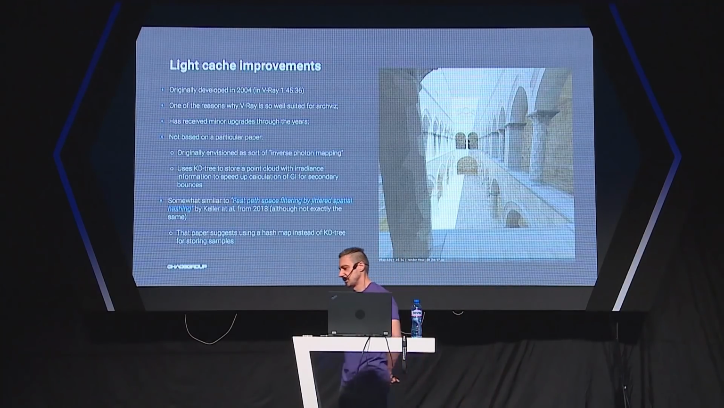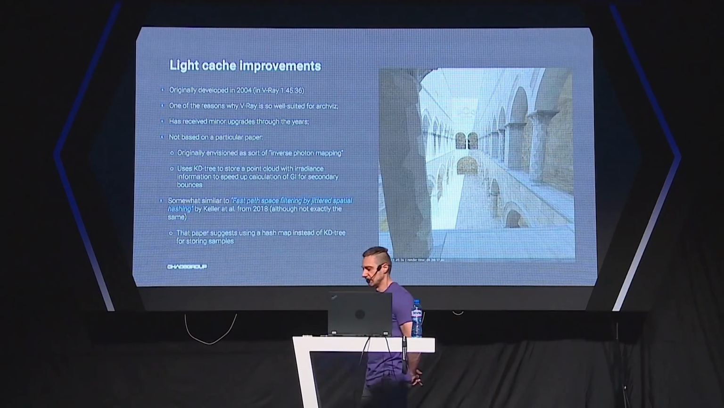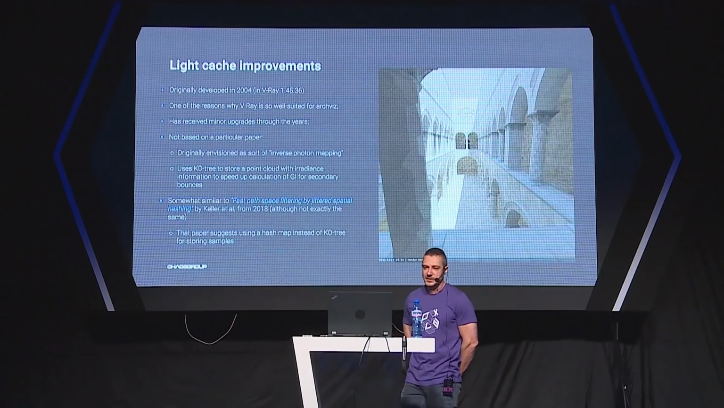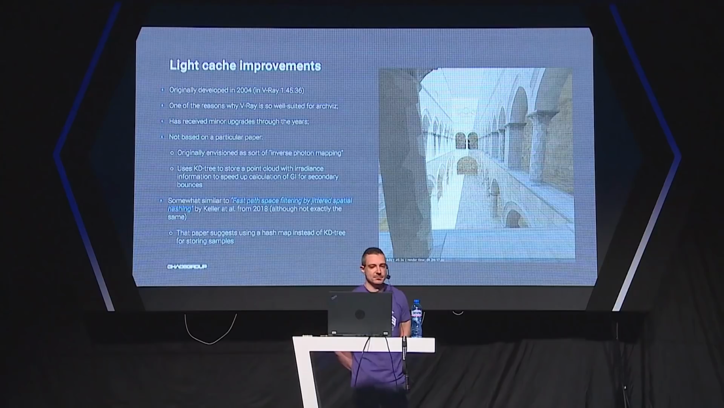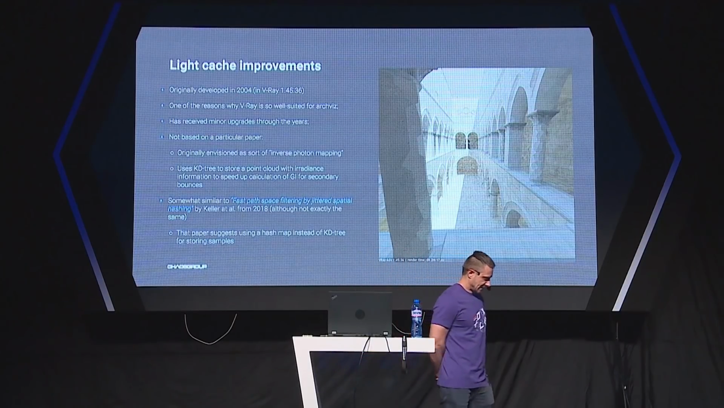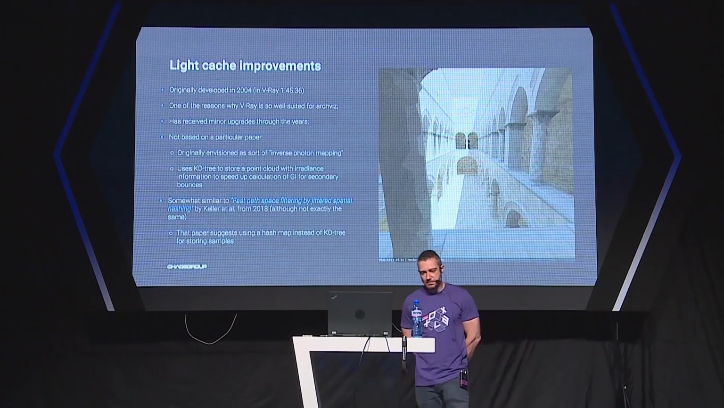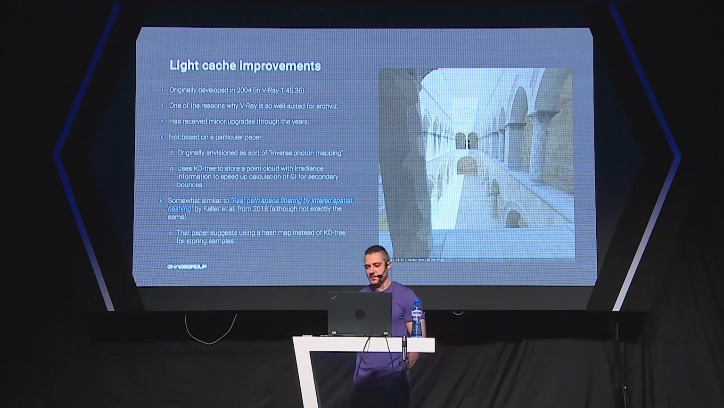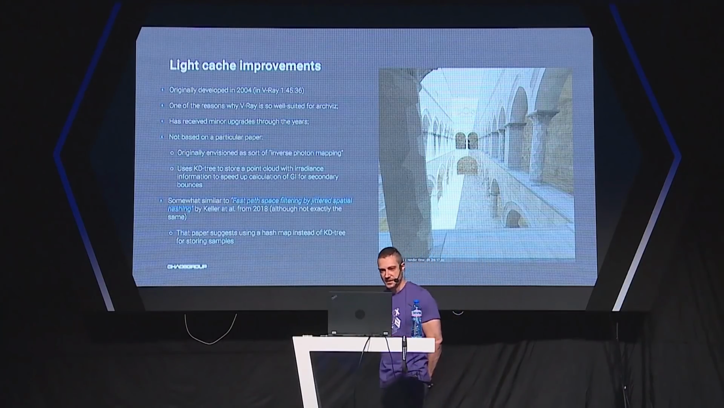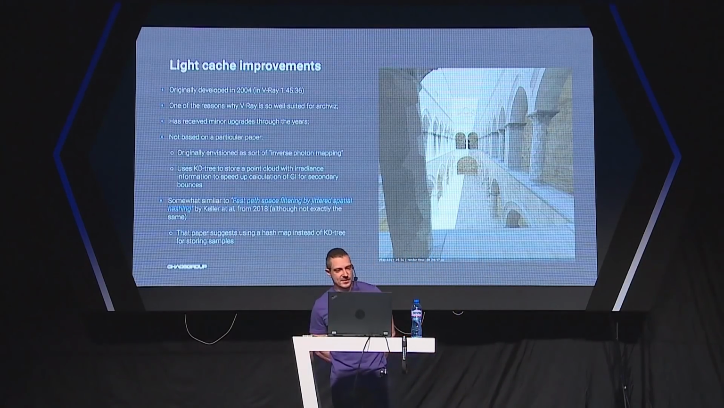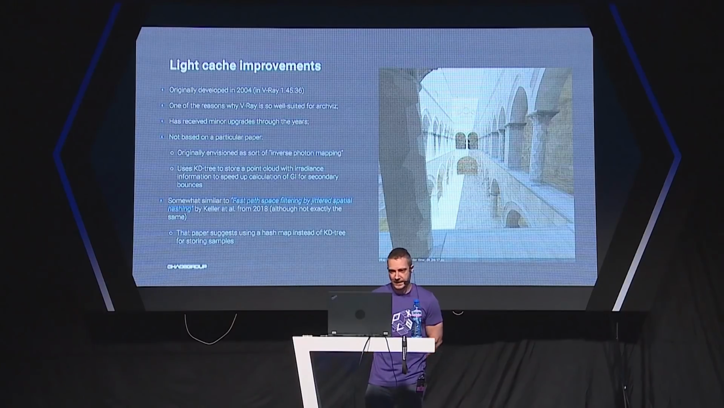There's no specific paper for the light cache. When I originally developed it, I thought about it as kind of an inverse photon mapping thing. It's essentially a 3D point cloud that stores information about the global illumination in the scene at various points. And the data structure for this is a KD tree.